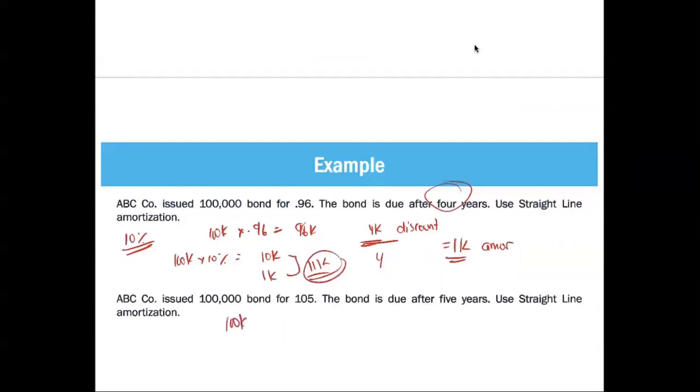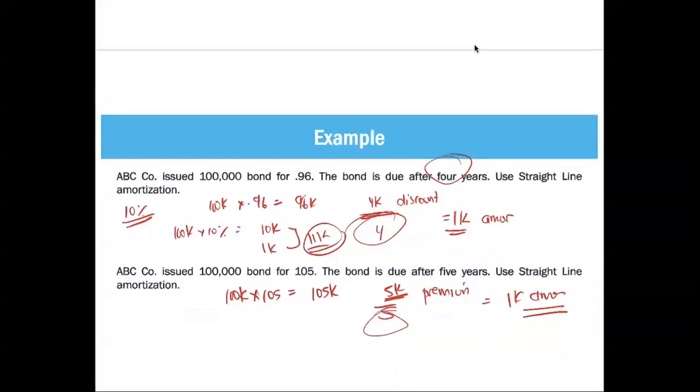Here, it is a premium. So 100,000 times 105%, so 105,000. We have here 5,000 pesos that is considered premium. We divide it by 5. We have 1,000 amortization per year. Okay? So this is easy. You just divide it over the life. That is the equal amortization, straight line. It is like the straight line method of depreciation, straight line amortization.